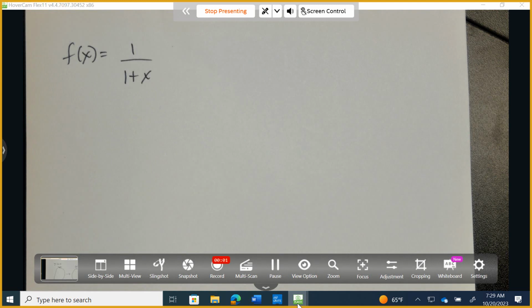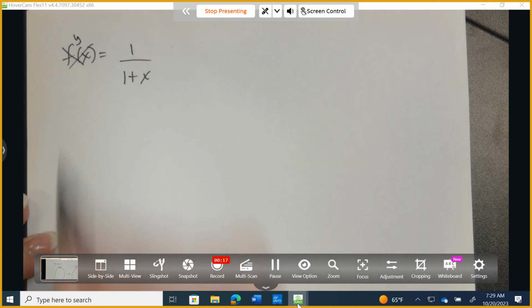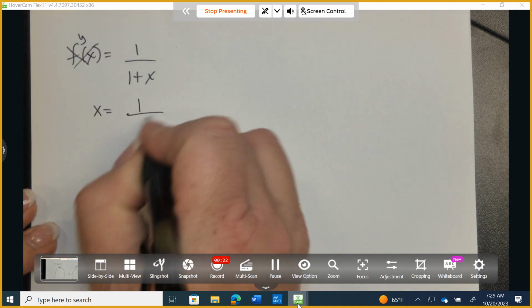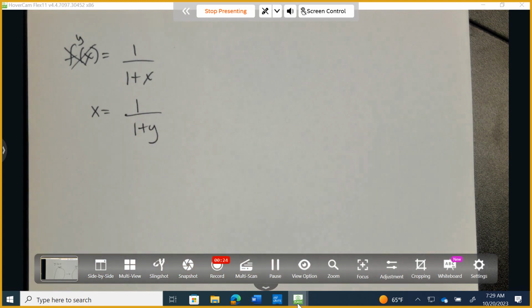We've been provided with a function. In fact, it's called function f, and we are going to find the inverse of this function. So to do that, let's start by switching the x and y. Again, I'm going to be lazy and just put a y there. And now I switch it. So x equals 1 over 1 plus y.